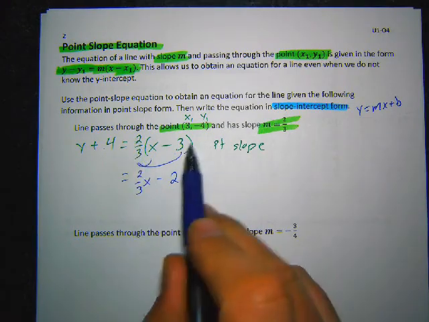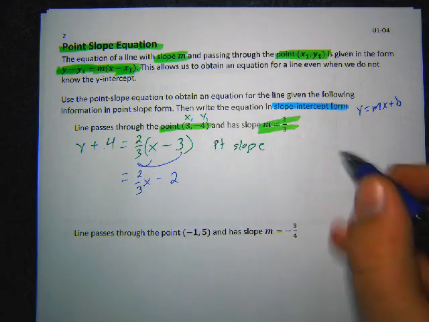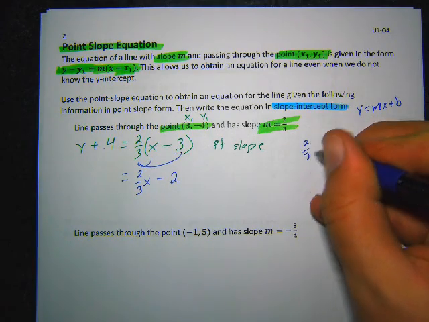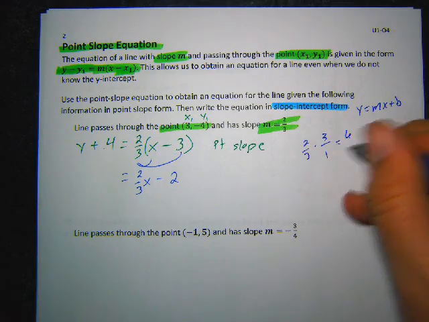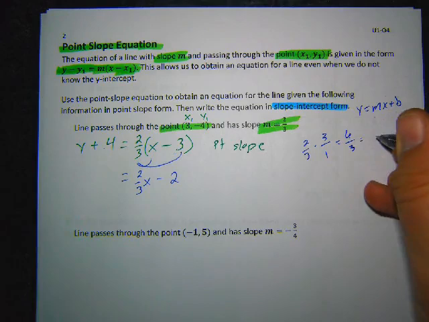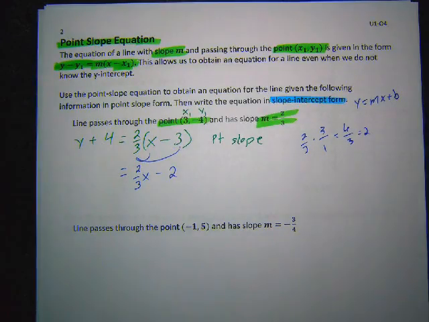Now, I don't care how you do that. You can do this in your head. You can do it on paper. You can write down 2/3 times 3 over 1, and remember that when you multiply 2 times 3, you get 6, 3 times 1, you get 3, and then that divides to give you 2. Or you can even make your calculator do that.